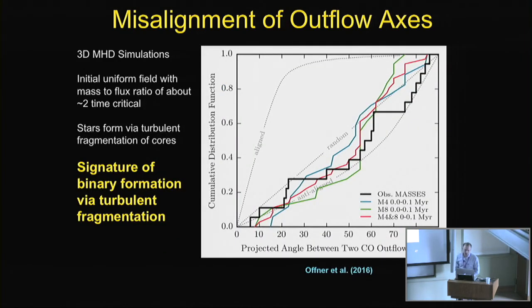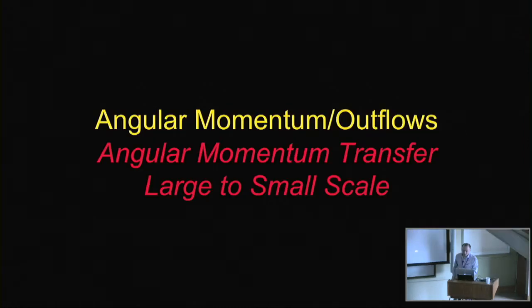And this is actually a signature of binary formation via turbulent fragmentation. So Stella Offner did simulations as well, including magnetic fields, and if we look at, again, the angle between two outflows and the cumulative distribution function, the observations are in black, and simulations using turbulent fragmentation, of course with magnetic fields, see a similar distribution. So it's a signature of that.